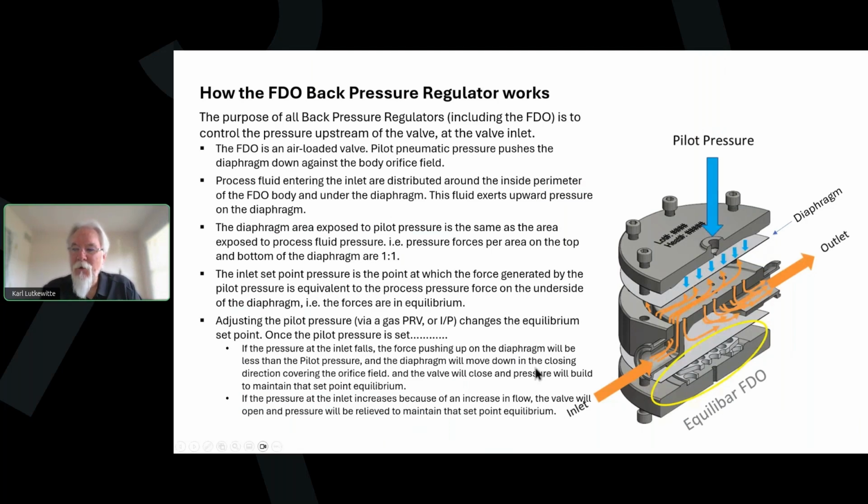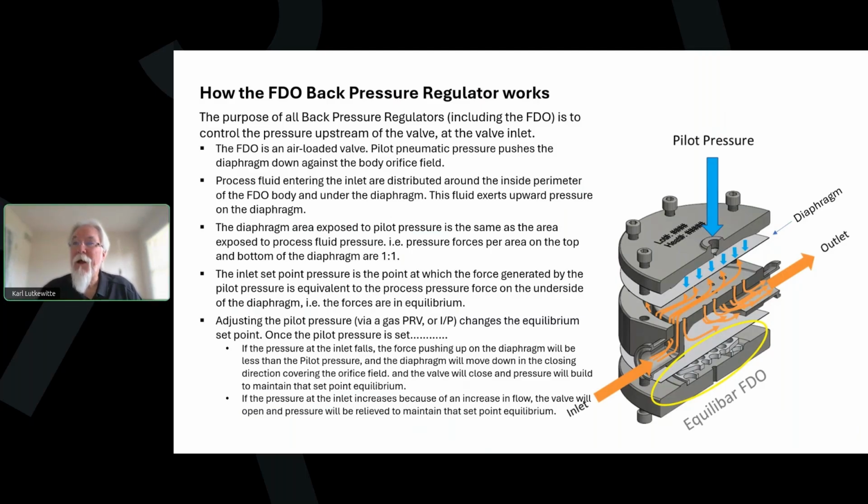So that air load pushes a PTFE or elastomer diaphragm, which you can see there where I've shown diaphragm. That pressure pushes the diaphragm down over an orifice field that's machined into the top of the body. So if I've got 5 psi, a 0.3 bar air load pushing into the top, and I have no pressure under that diaphragm, what's the diaphragm going to do?